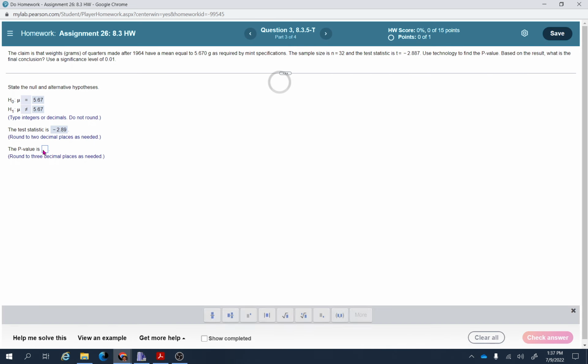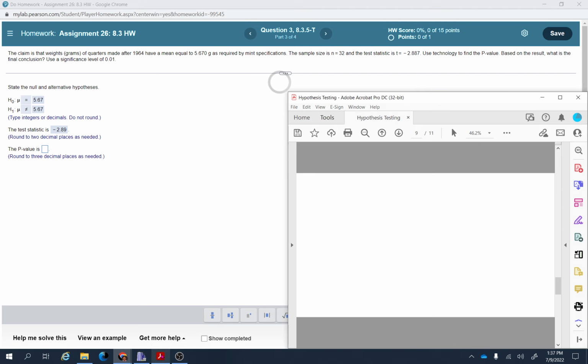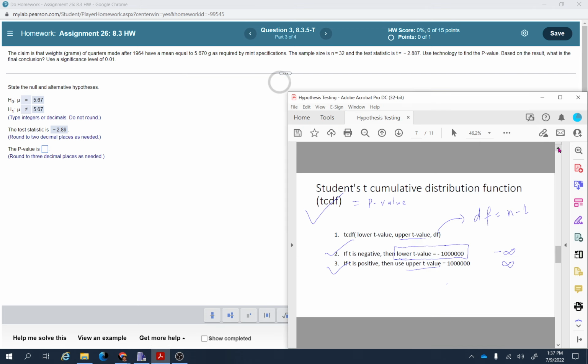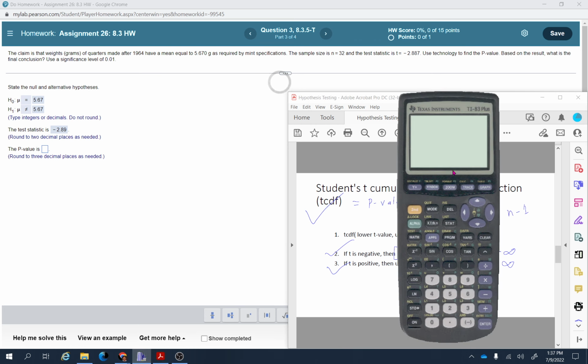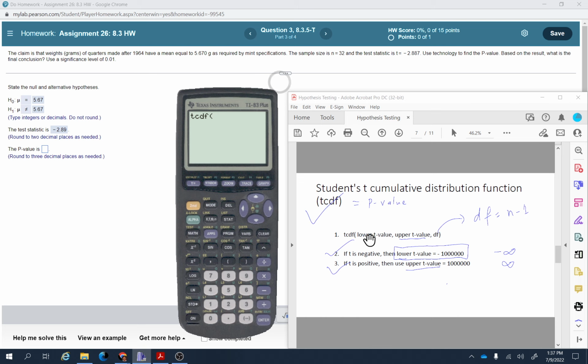Finally, we have to find the p-value. The p-value can be found, as I mentioned earlier, by using this TCDF function in our calculator. You can find the TCDF by going here: press second, and then variance, which gives you the distribution menu. If you do that, number 5 is the TCDF function. As I mentioned, TCDF takes 3 inputs: lower t-value, upper t-value, and degrees of freedom.